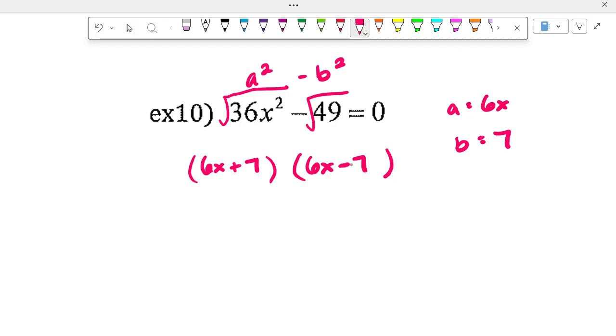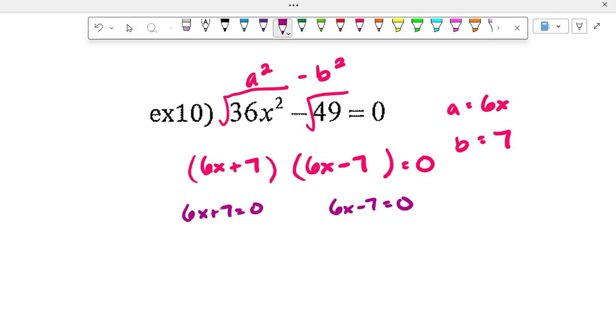6x minus 7. You only got to change the middle sign. Yep, still equal to 0. All right, someone who has not talked yet, what's my next step for solving? We got it factored, now we got to solve. So what do I do next? I'm going to set both of these equal to 0 and solve.